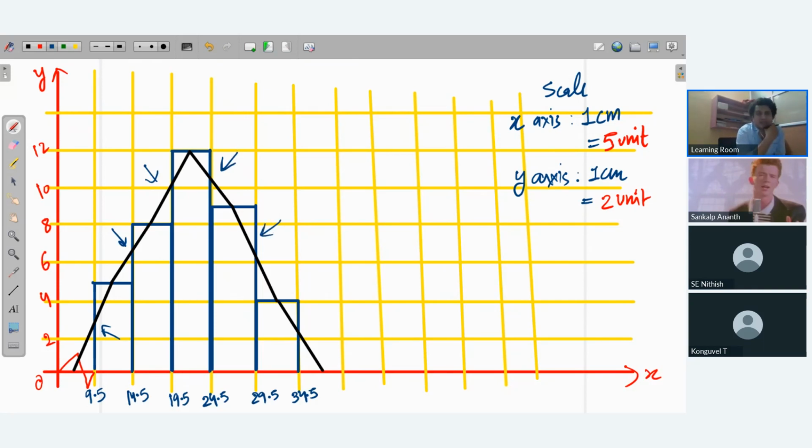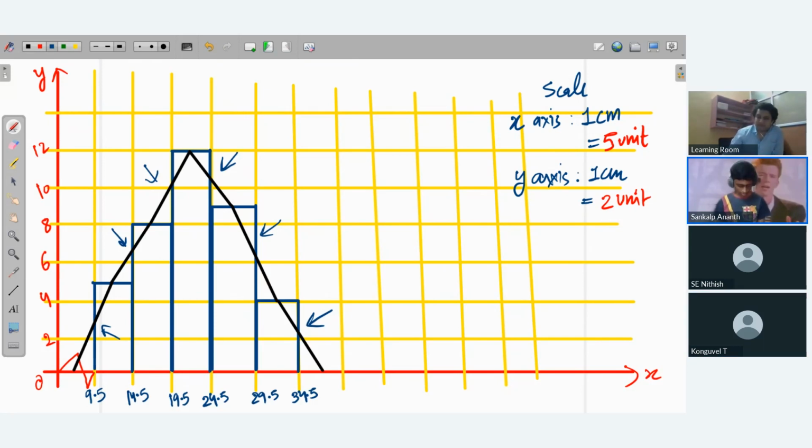Now see the fourth and fifth line segments. The fourth line segment tells that there is a decrement. The fifth line segment also tells that there is a decrement, but the fifth is a bigger decrement than the fourth. The sixth line segment is also a decrement, but relatively less than the fifth line segment. That is what the frequency polygon tells, relatively. Understandable? Yes, sir.